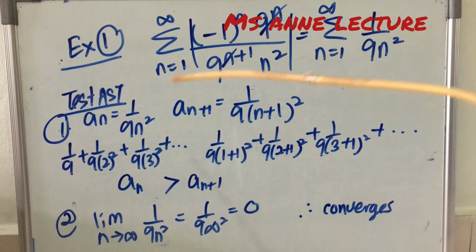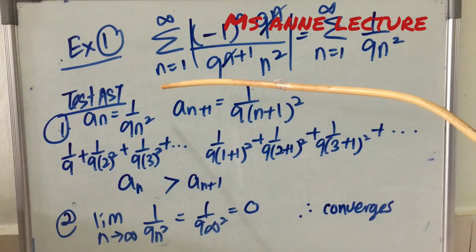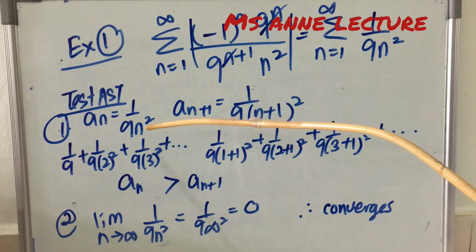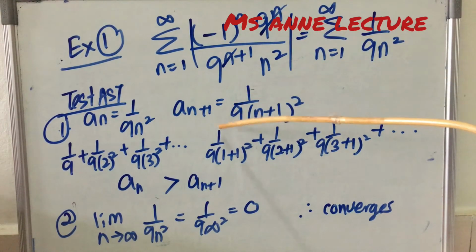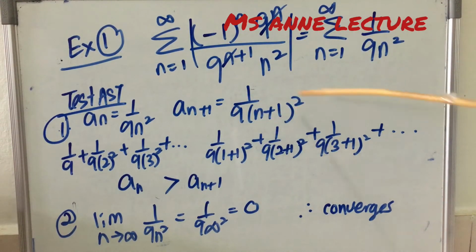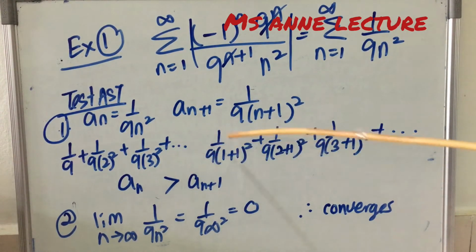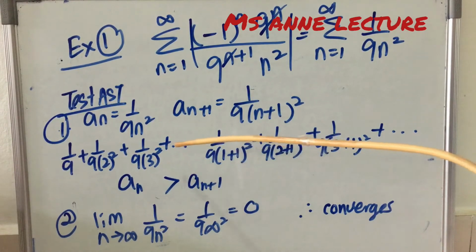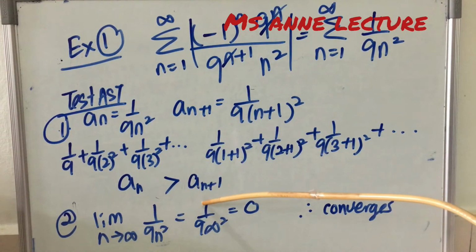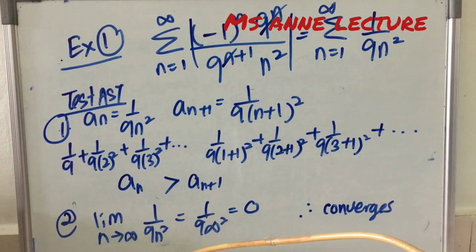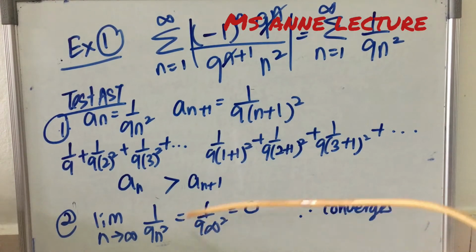So firstly, we have to test for the alternating series test, where here we find that an is 1 over 9n square, an plus 1 is 1 over 9n plus 1 square. So we substitute the value one by one and we compare the series, and we identify that an was greater than an plus 1. And then we do the second test of AST, where the limit n approach infinity, 1 over 9n square is equal to 0, which shows that by AST this series converges.